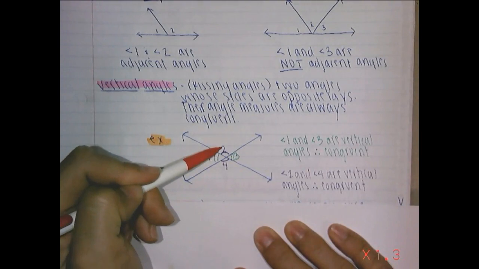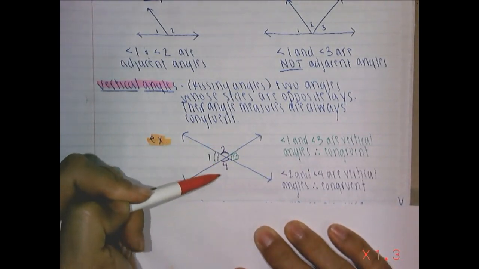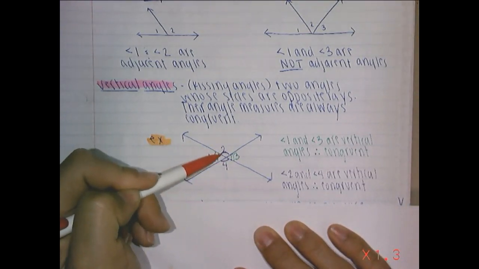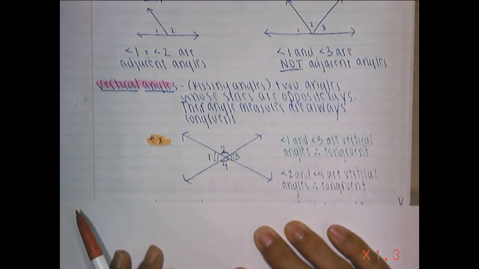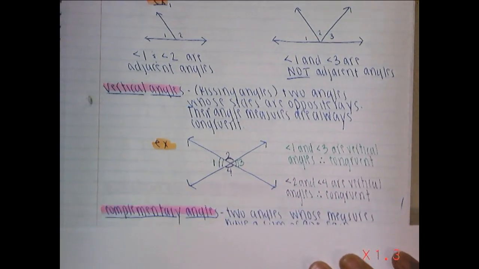Angle 2 and angle 4 are also vertical angles. They're directly across from each other, and their angles are kissing. They are congruent as well. Those are vertical angles.